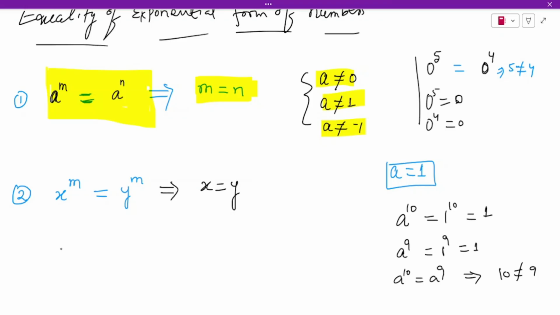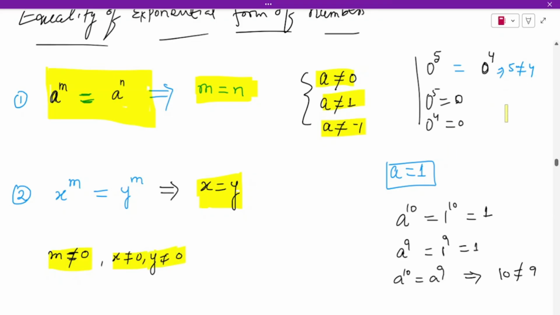So if we are taking m as 0, means there m should not be 0, right? If m is 0 means power is 0, it will always give us the value 1, that is x to the power m and y to the power m is 1 for x and y both not equal to 0, right? So for this law we can say that x to power m is equal to y to power m. If this is the case, then the base will be equal, but the condition is that the power should not be 0 and the base should not be 0.